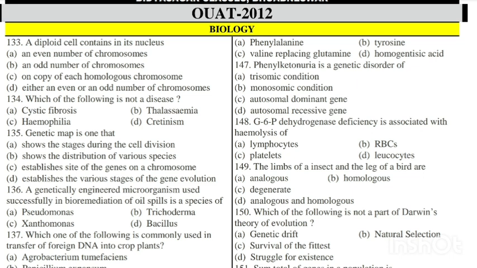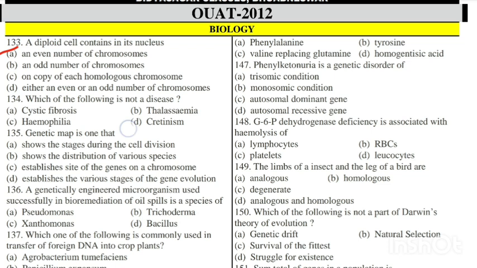So in this video we will discuss the previous year MCQs of OUAT entrance examination 2012. So the first question is, a diploid cell contains in its nucleus, right answer is an even number of chromosomes. Which of the following is not a disease?